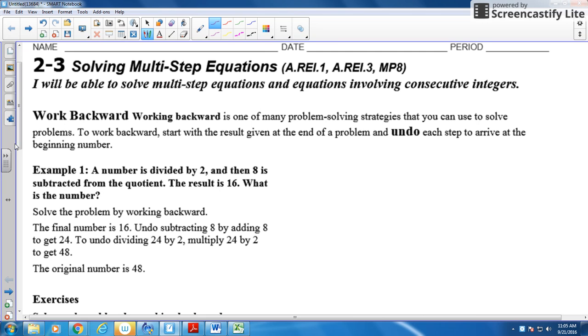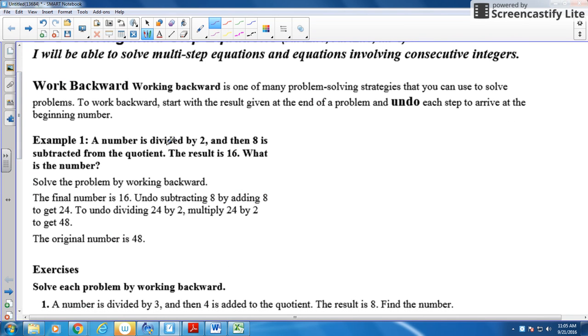So for example, here we have a number gets divided by 2, and I'm going to write this over here. So if we have a number and it gets divided by 2, and then 8 is subtracted from that quotient, the result is 16. So that's the original equation. If we want to find what n is, or what the original number is, we're going to work backwards.